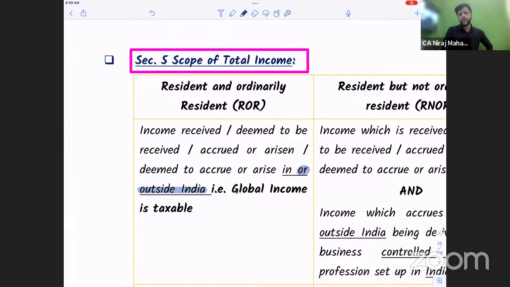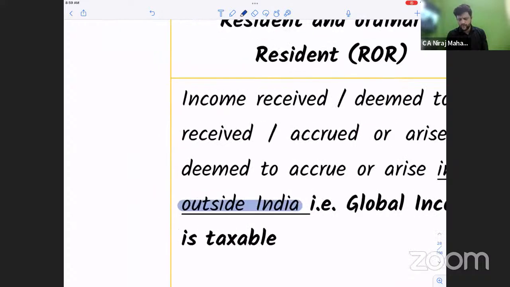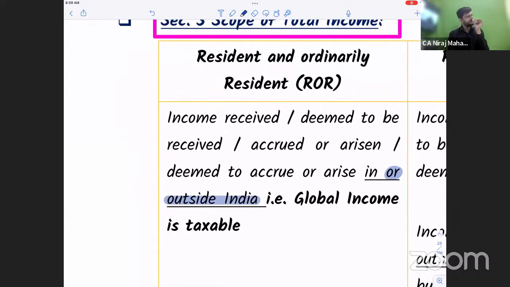Clear? So for ROR, because of his number of days of stay in India, he will pay all the taxes in India for all the incomes which he has earned. Simple. Clear? So basically for ROR, you don't have to use much brain. He pays tax in India for his total income. As soon as you see ROR, we say tax it in India.